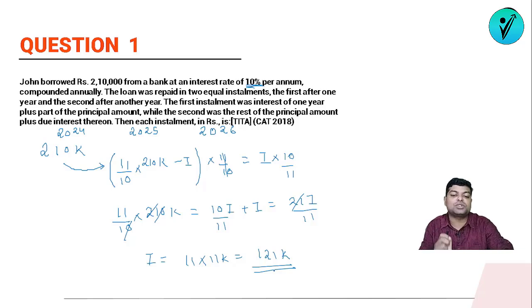Simply we have to focus on what is left. Reducing balance means whatever balance is left over, we have to pay interest only on that.